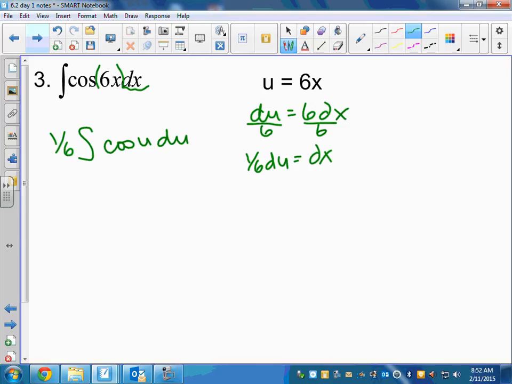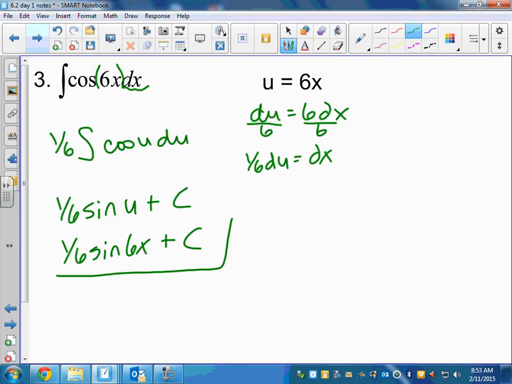Pretty much if you have a number here that's not over there, you're going to have the fraction in the integral because you have to make it cancel out. So this would just be 1/6 sine of u plus c. Or 1/6 sine of 6x plus c. And again, if you jump straight from this to this because you're automatically plugging your u back in, I'm okay with that too.